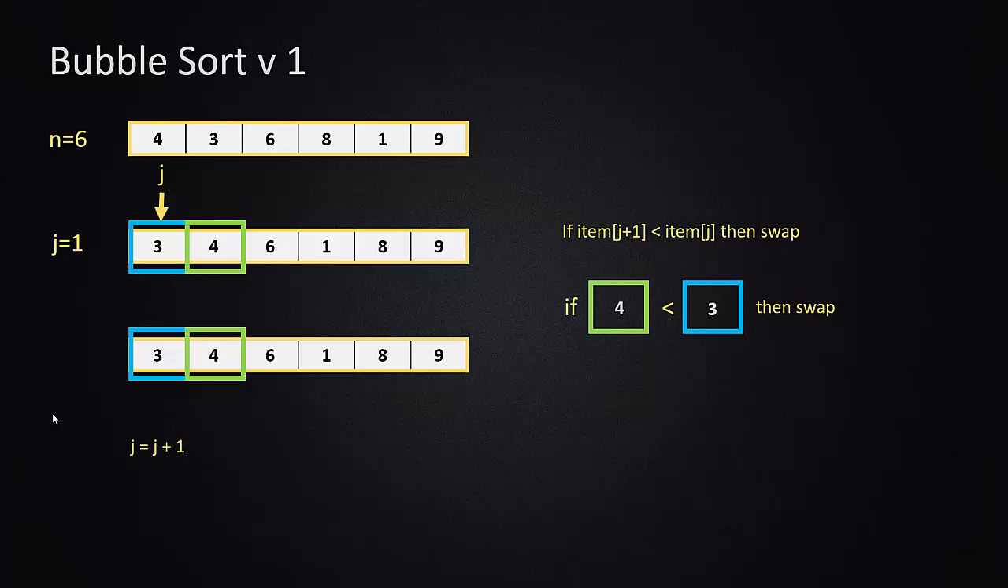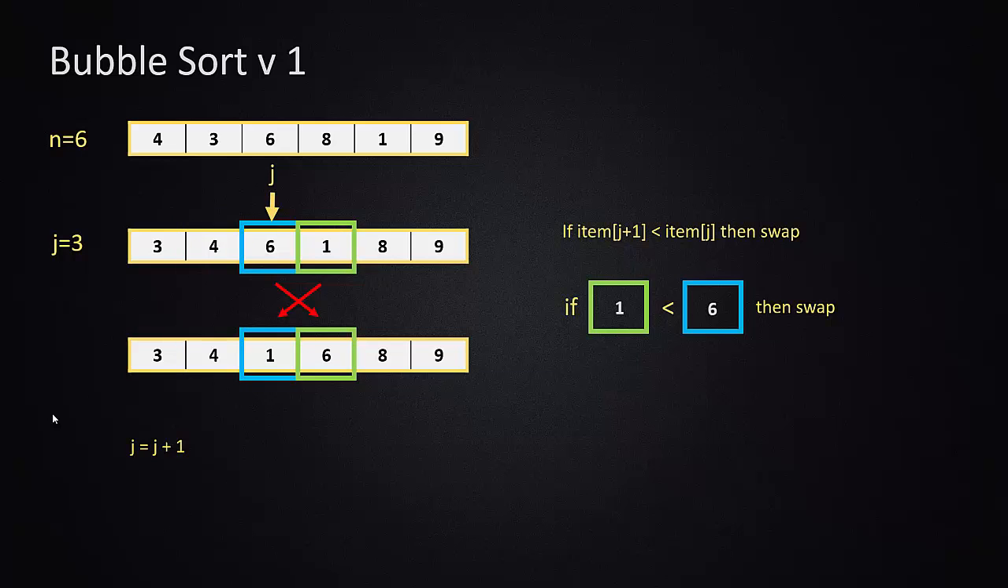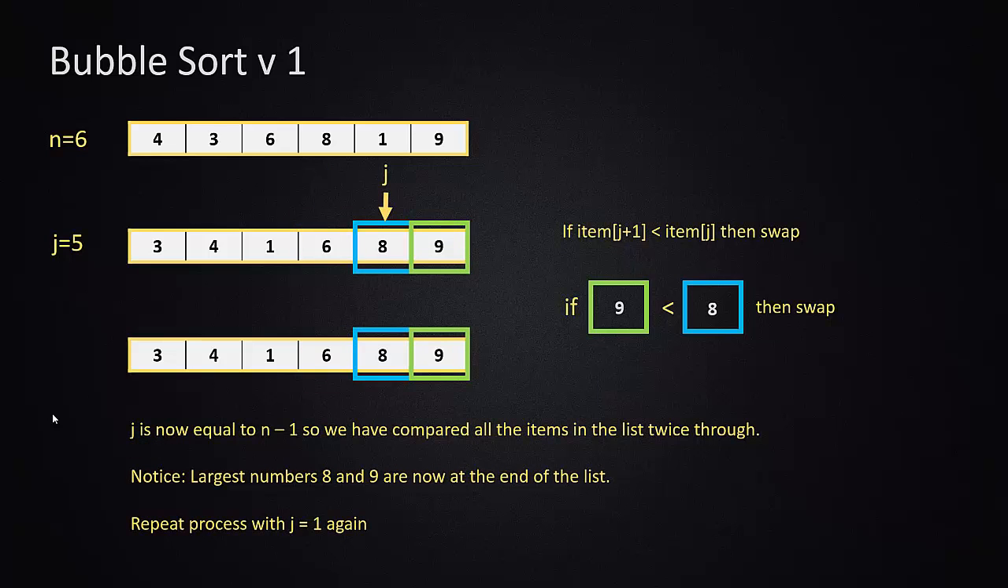j is back to 1. We now have our list from our previous iteration through. And we do the same thing. Is 4 less than 3? No. Is 6 less than 4? No. Is 1 less than 6? Yes, swap. Is 8 less than 6? No. Is 9 less than 8? No. And you'll notice that the two largest numbers are now at the end of the list, 8 and 9.